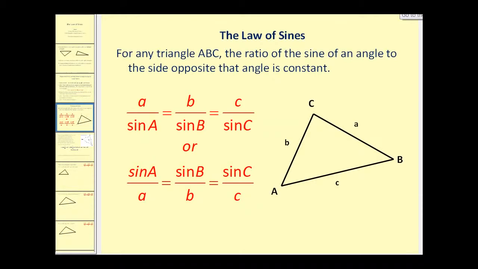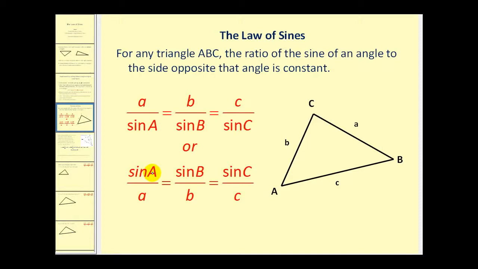So let's go ahead and state the law of sines. For any triangle ABC, the ratio of the sine of an angle to the opposite side of that angle is constant, and it can be expressed in two different ways. We either have the length of the sides in the numerator and the sines of the angles in the denominator, or we can state it using the reciprocals. And I like to use this form.